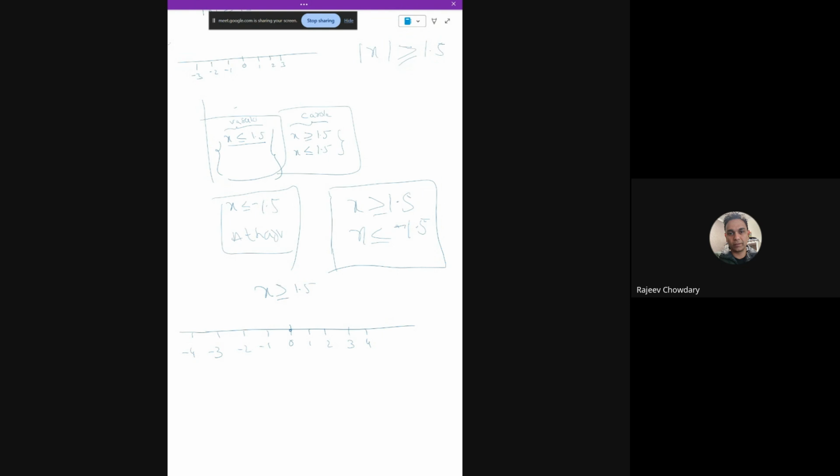Let us say, Rajiv, my house is at a distance from 0 greater than 1.5. So you don't search anywhere in between. You don't even search here. It's farther than 1.5 kilometers. So you start your search here, at 1.5, between 1 and 2, and you keep going this way. But I said it's greater than 1.5.